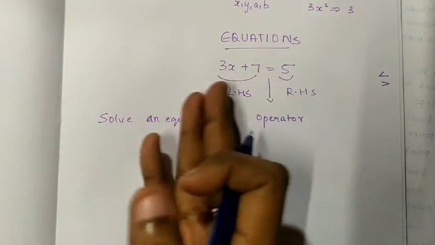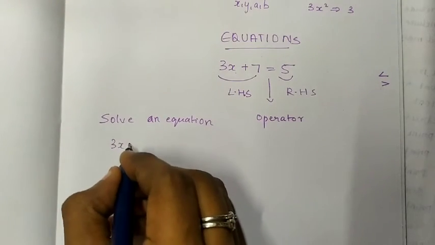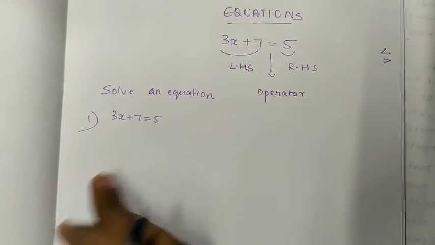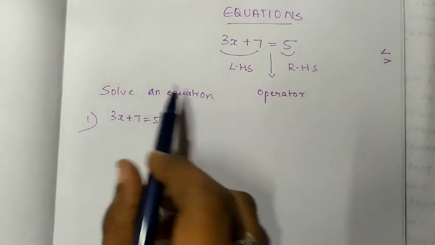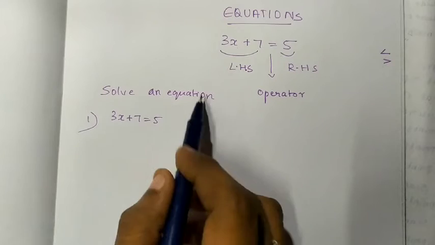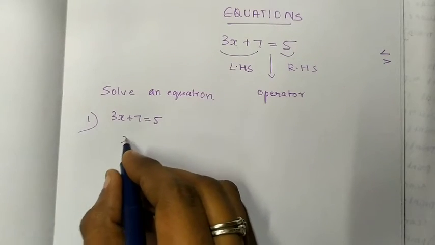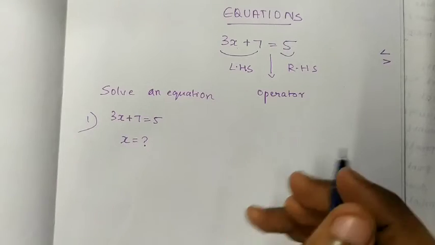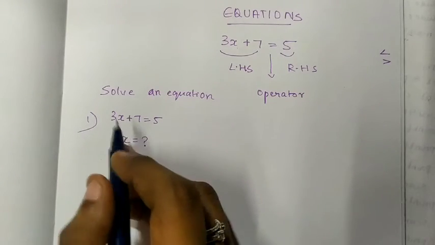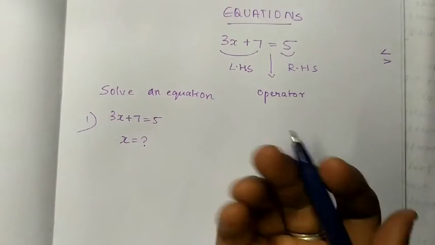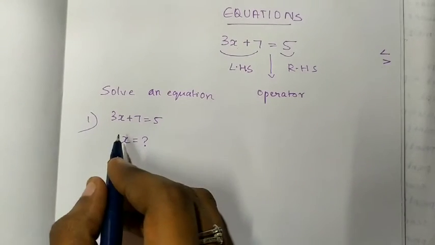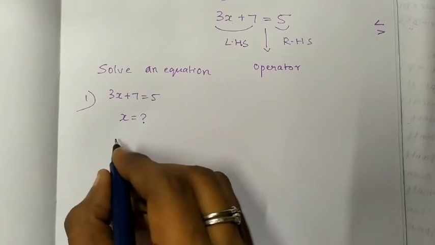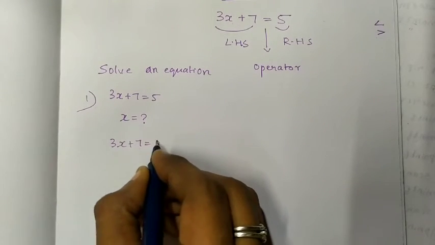Suppose I take this as an example. Okay, 3x plus 7 equal to 5. When you see a question like solve an equation, what does it refer to? You need to find the value of x. Okay, remember clearly, when you see a question like solve an equation, it refers to finding the value of x. Now 3x plus 7 equal to 5.